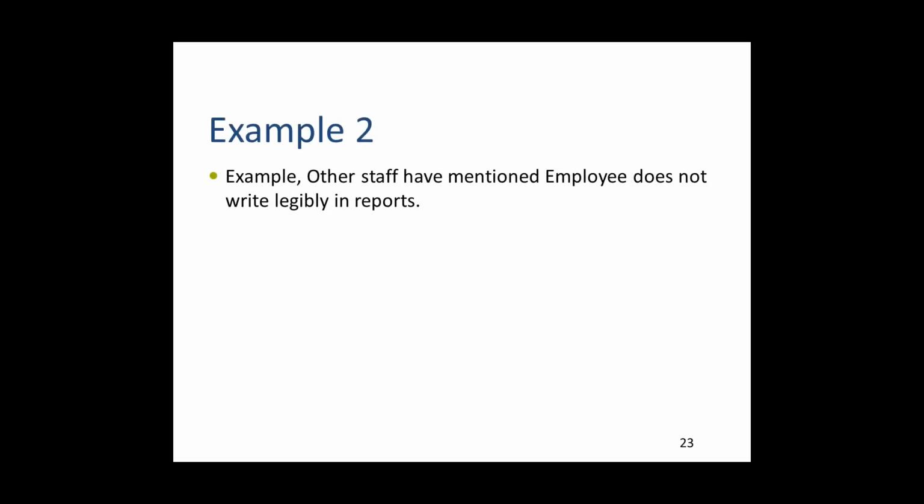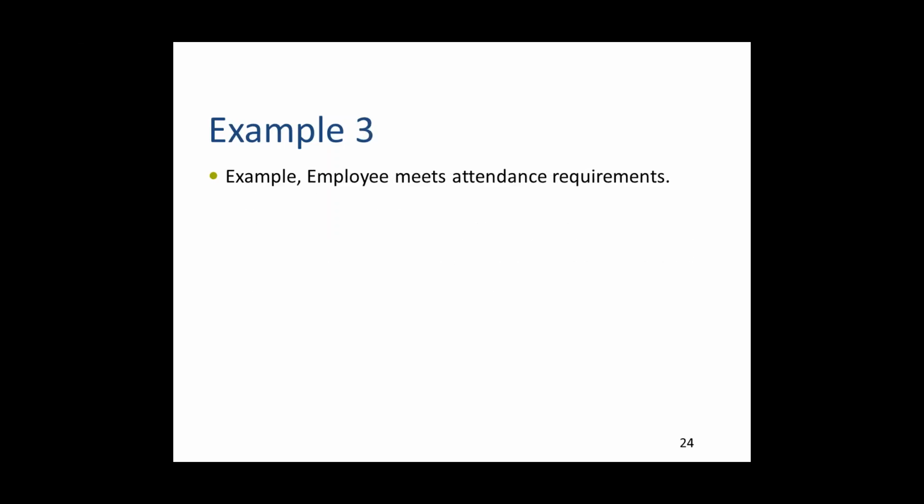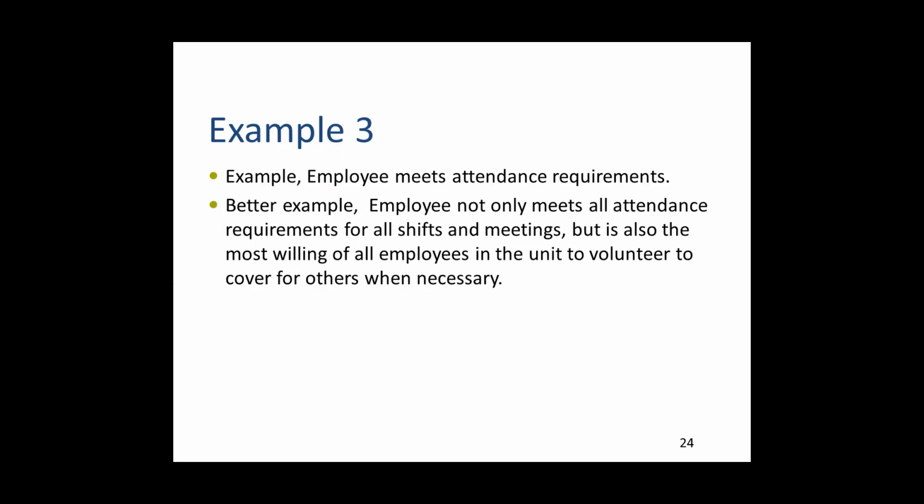Example 2. Other staff has mentioned employee does not write legibly in reports. Better example. I spoke with employee twice during this evaluation period regarding my expectation that reports be legible. The employee has made minimal improvement. This is the level of detail that we strongly encourage in appraisal evaluations. Example 3, employee meets attendance requirements. A better example, employee not only meets all attendance requirements for all shifts and meetings, but is also the most willing of all employees in the unit to volunteer to cover for others when necessary. It's a great level of detail here.